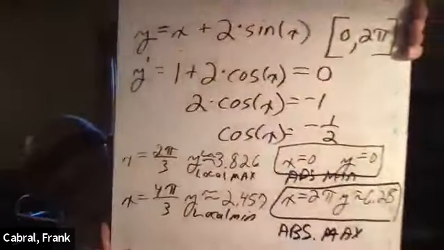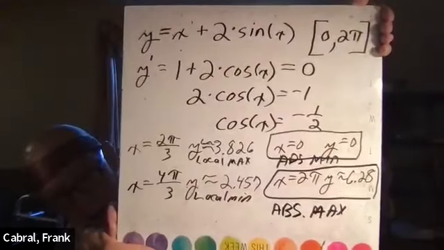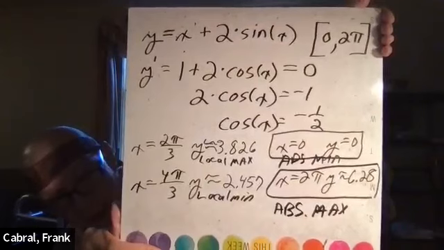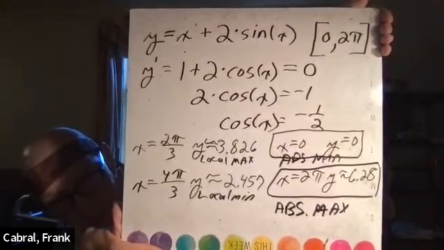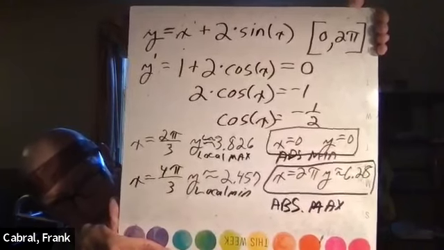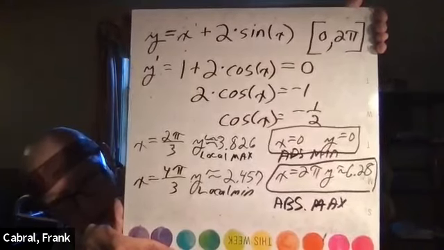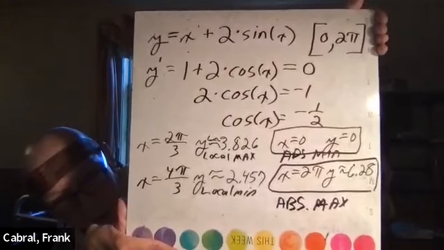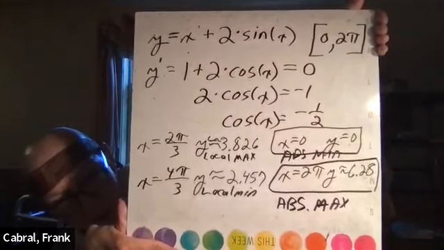Okay, so I've tested the endpoints and I've tested the hump and the valley. The hump is a local max and the valley is a local min. And one of the endpoints at 0, 0 is an absolute min. And the other endpoint at 6.28 is an absolute max. And this is an application of the first derivative test. Even though they don't call it that yet, that's what we're basically doing.